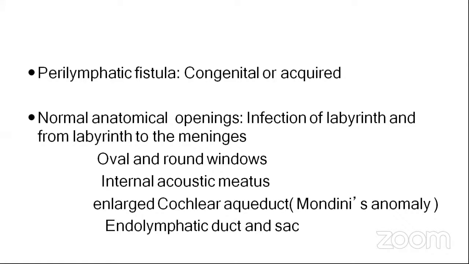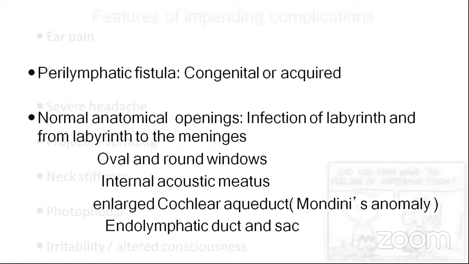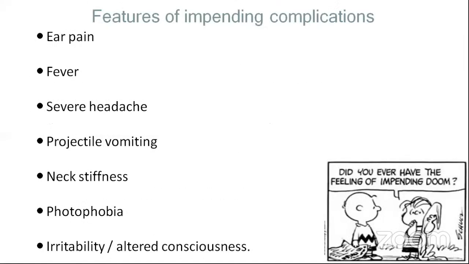So the features of impending complications are, if the patient is having persistent ear pain or fever, if there is severe headache or projectile vomiting, or if there is any neck stiffness, or the patient has photophobia, or the patient is irritable or having altered consciousness, we should be suspecting that the patient is having some kind of complication.